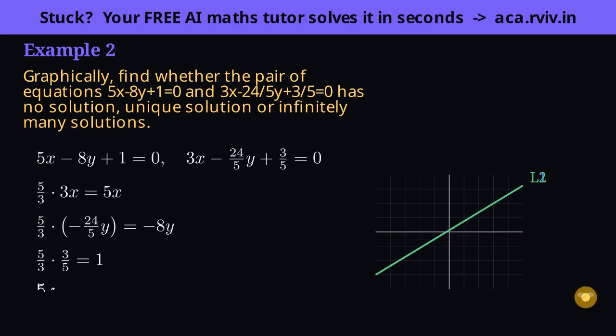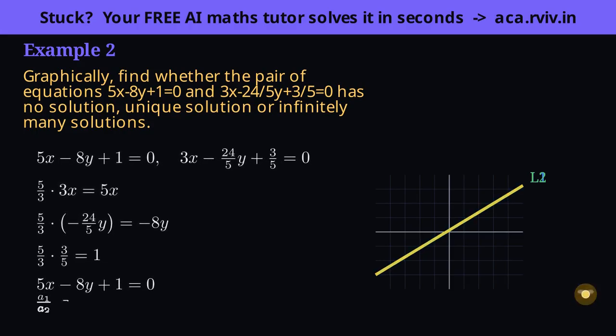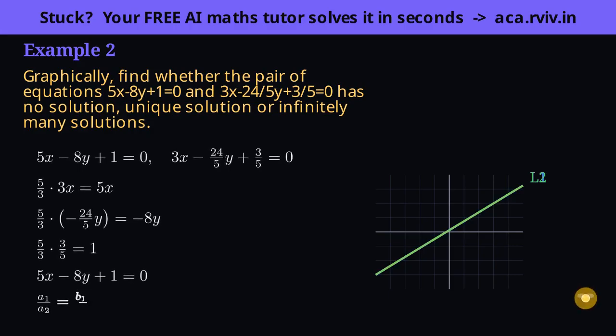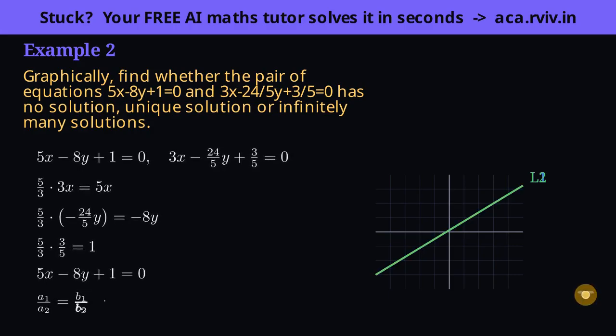Now assemble the scaled second equation: 5x minus 8y plus 1 equals 0. Look, it's letter for letter identical to the first equation. So they were never two different lines at all, they're one line written two ways. Same line means every point on it satisfies both equations, so there are infinitely many solutions. And this is precisely the ratio test's third case in action, A1 over A2, B1 over B2, and C1 over C2 all equal 5/3. When all three ratios agree, coincident lines, infinitely many solutions.